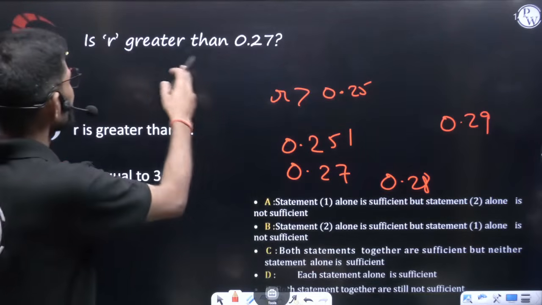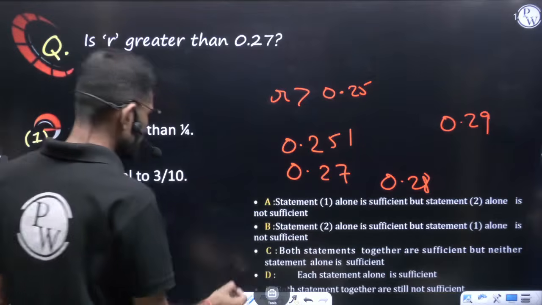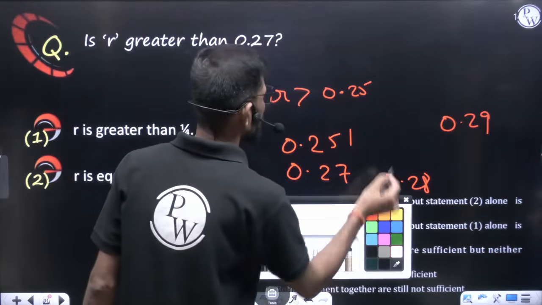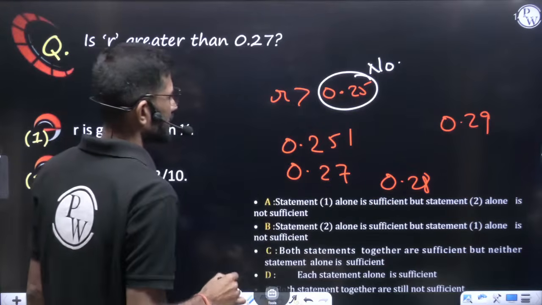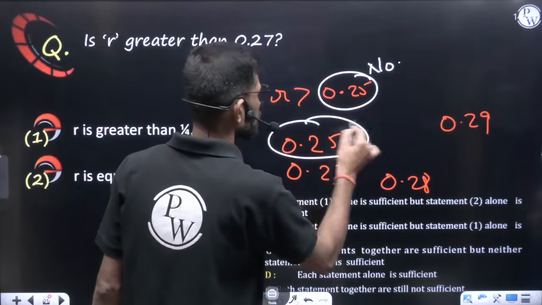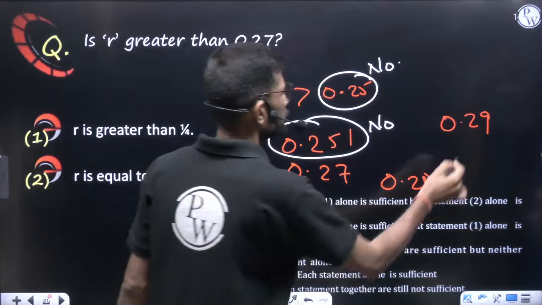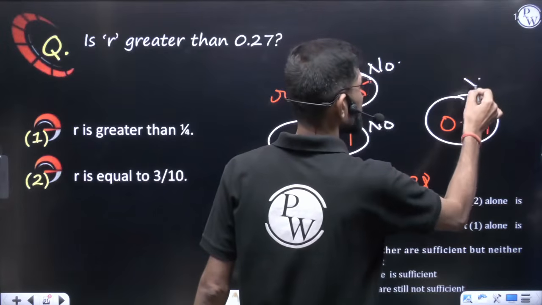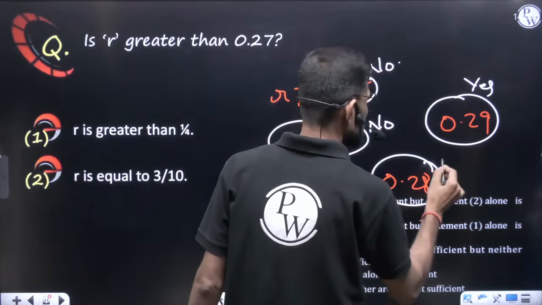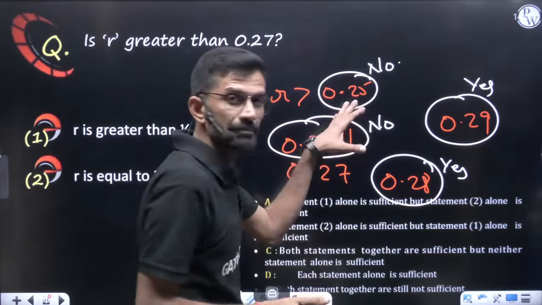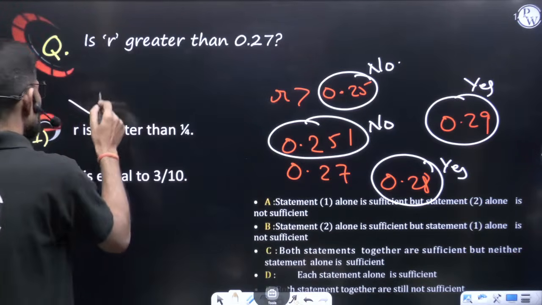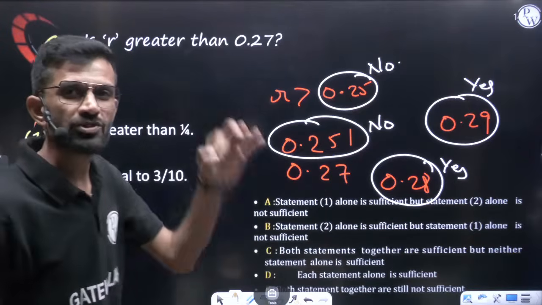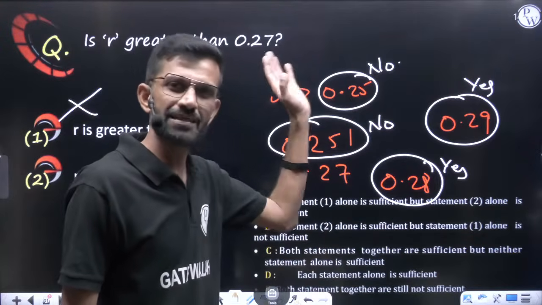Now, is it greater than 0.27? If you take this R value, you can say no, it is not greater than 0.27. If you take this one, then also you will say no, it is not greater. If you take R value as this one, you will say yes, it is greater. If you take R value as this one, yes, it is greater. So it can be no, it can be yes. You are not getting a confirm answer, which means the first statement is not at all sufficient to say confirm yes or no. It can be yes, it can be no.